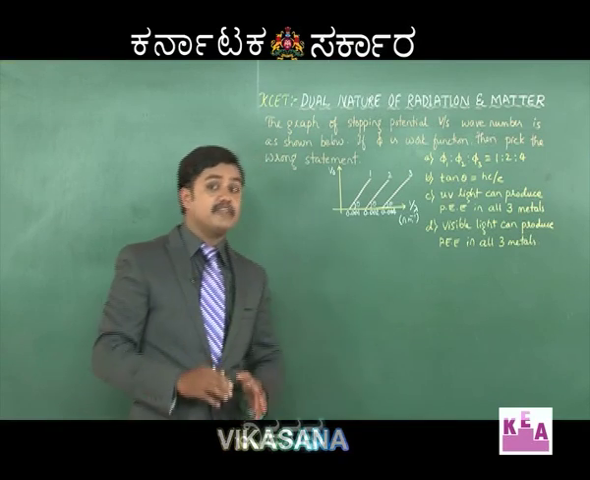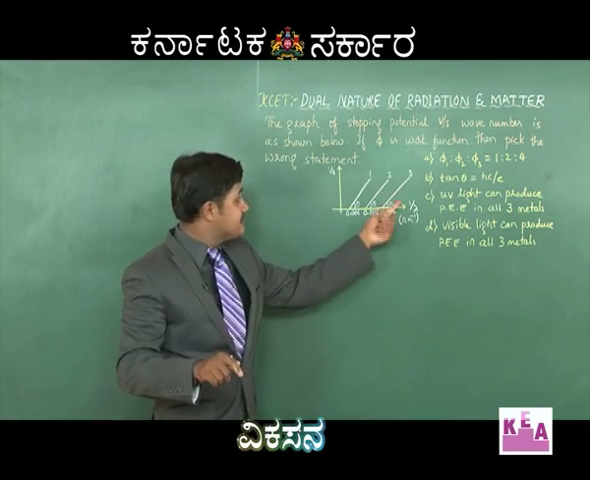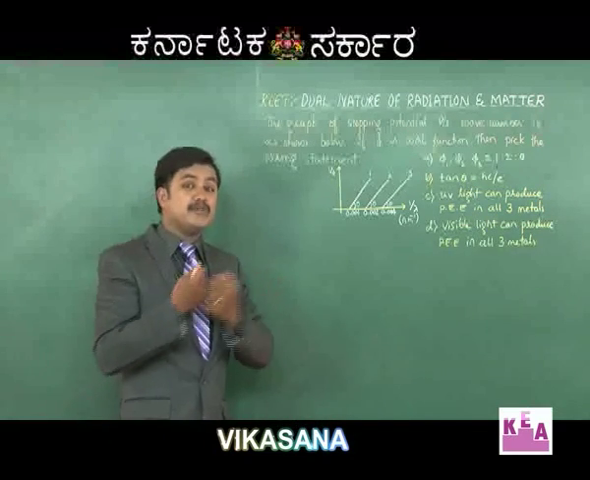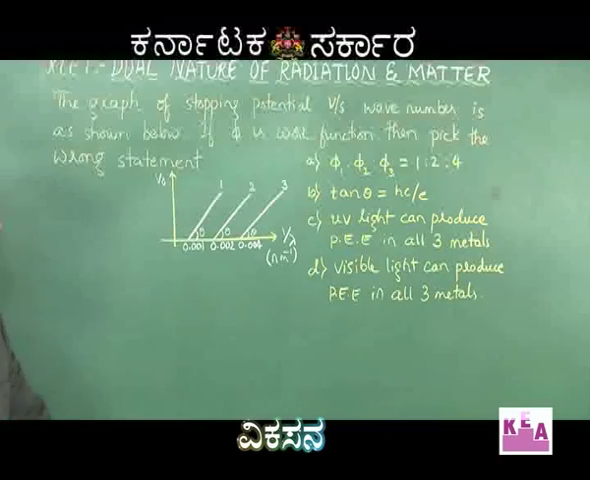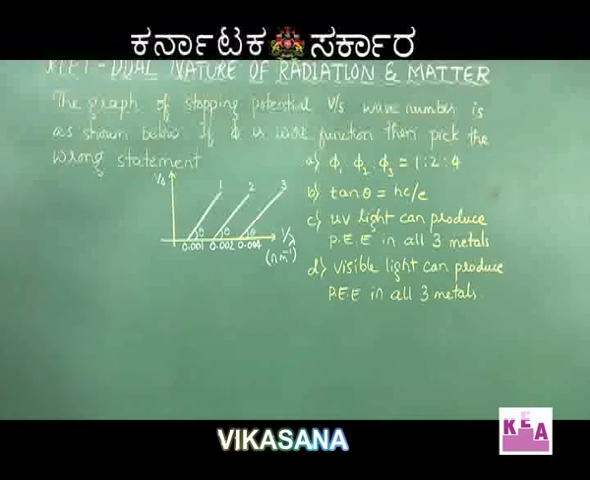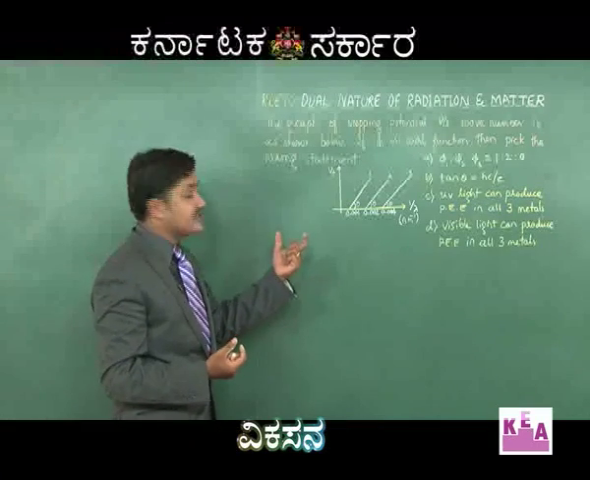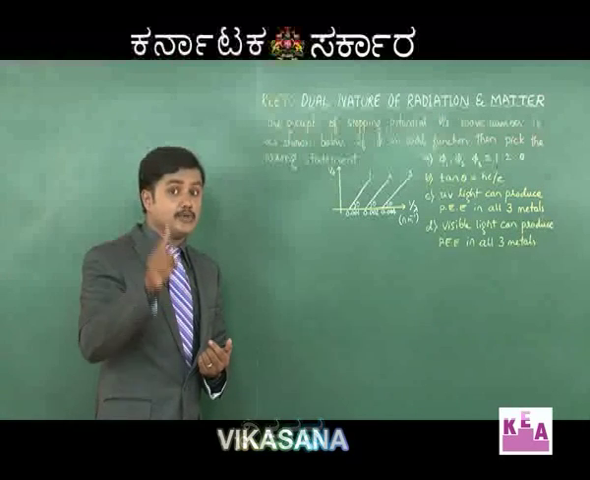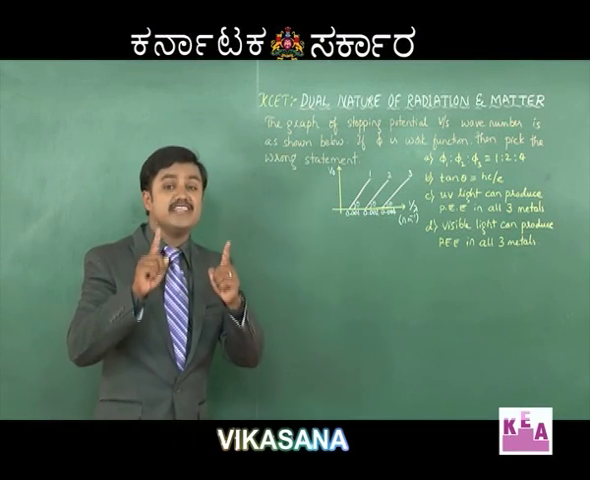Students, there is a graph given. It is stopping potential versus wave number, which is reciprocal of lambda, for three different metals. You have to extract the information from the graph, have a look at the options, and select the wrong option out of the given four. Can you get any equation just by looking at the graph of stopping potential versus 1 over lambda? To get an equation, you have to express stopping potential in terms of lambda using Einstein's equation.